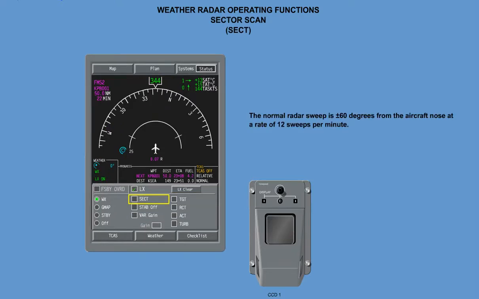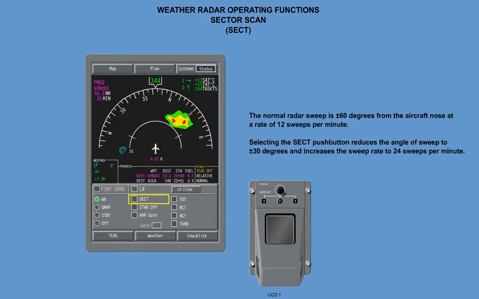The normal radar sweep is plus or minus 60 degrees from the aircraft nose at a rate of 12 sweeps per minute. Selecting the Sect push button reduces the angle of sweep to plus or minus 30 degrees and increases the sweep rate to 24 sweeps per minute.